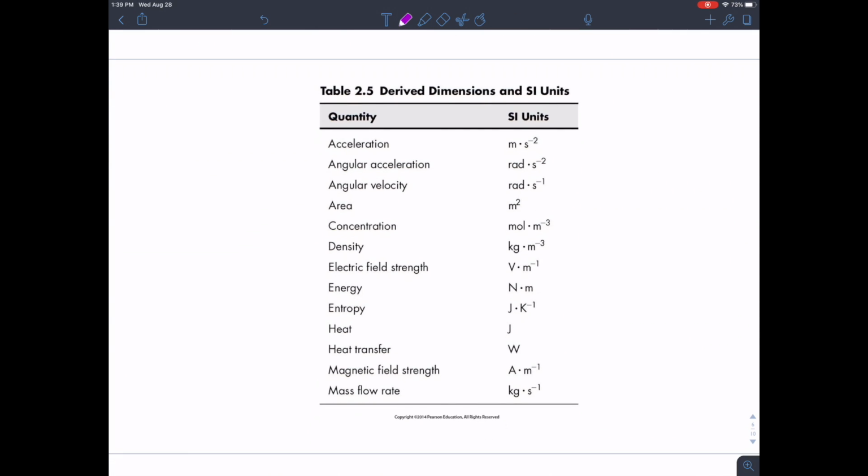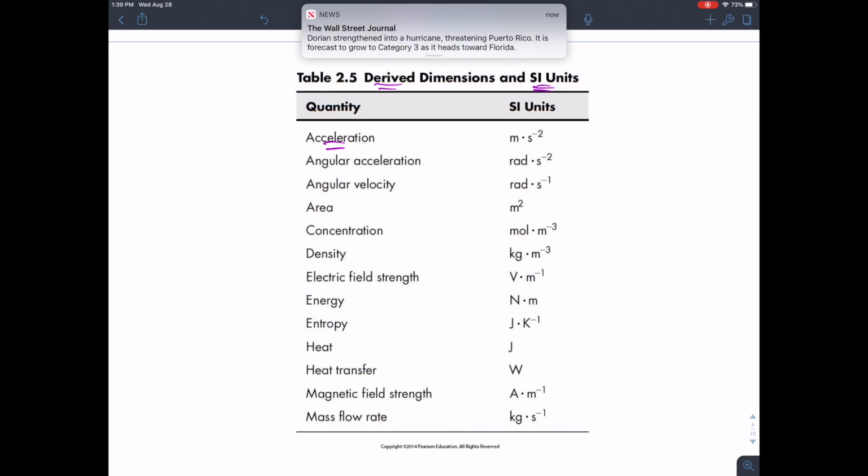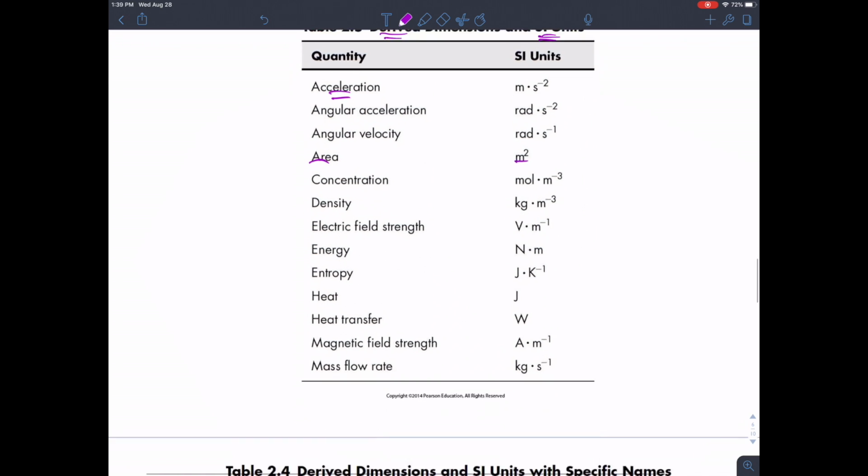Okay, the next thing I want you to look at is we're talking about SI units, and remember we had derived units, basically derived dimensions, in the previous table. Now we can use derived dimensions using SI units. So for acceleration, meters per second squared. For area, meters squared is the standard SI unit. All right, so you get the idea. You need to start learning to think in terms of fundamental dimensions and derived units. Okay, so there's an introduction to that.